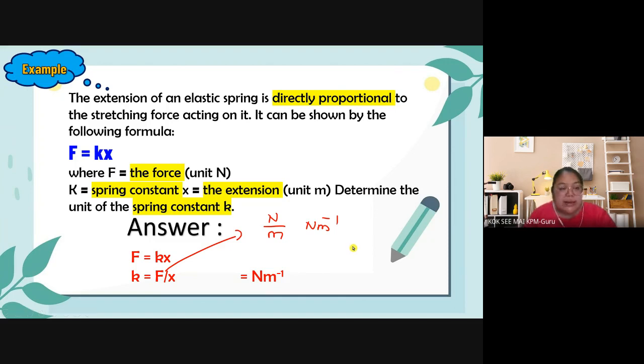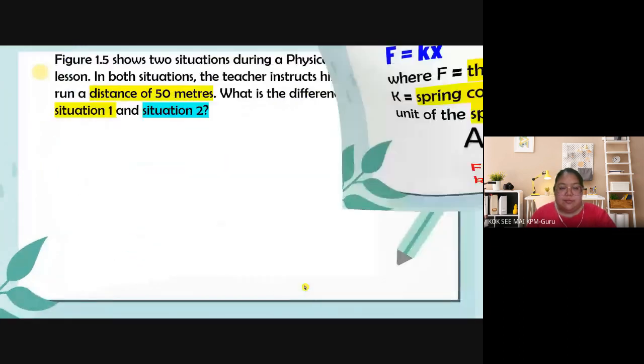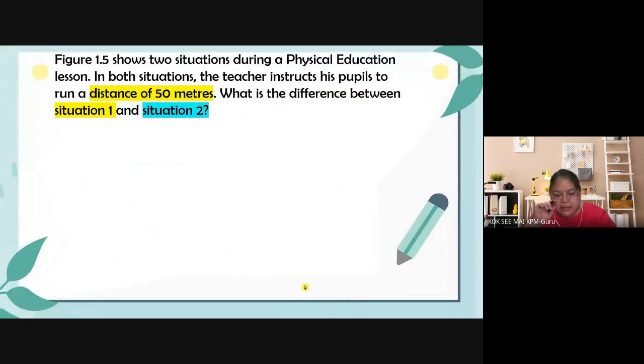Okay, some questions can ask like this. The unit for K, Newton per meter. Like this also can, this option also can. Okay, let's see the next one.